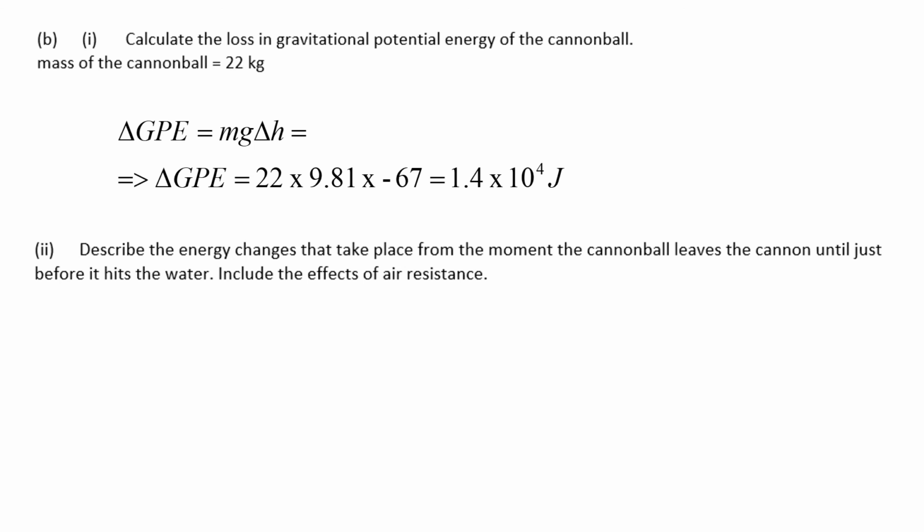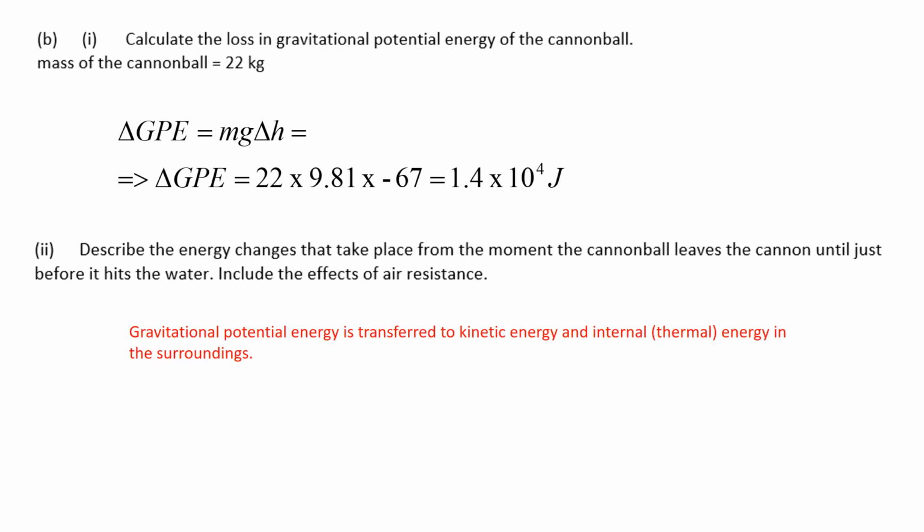And then finally, describe the energy changes that take place from the moment that the cannonball leaves till it hits the water, including air resistance. So first off, the easy one, we know we're transferring GP into kinetic energy. That's why it's speeding up. But we're also transferring GP into internal or thermal energy in the surroundings. That's what air resistance does. It transfers mechanical energy to thermal energy, which we'll start calling internal energy later in the course, which is why that's there.